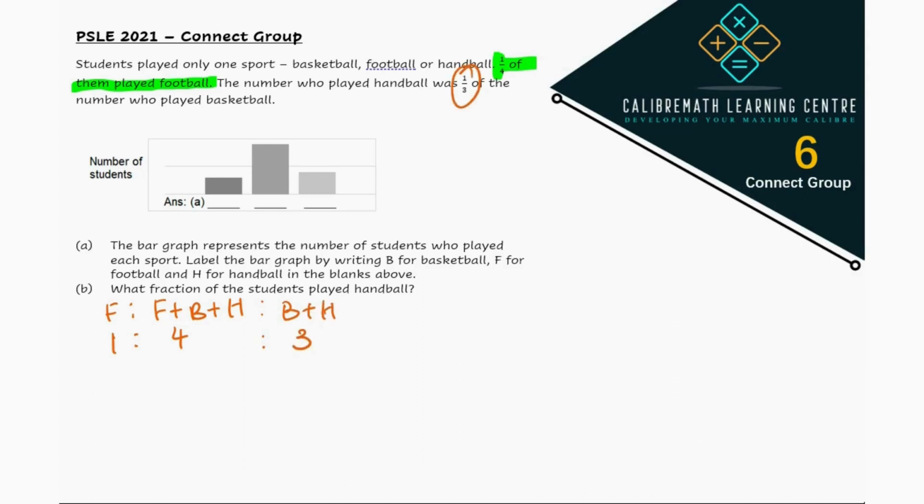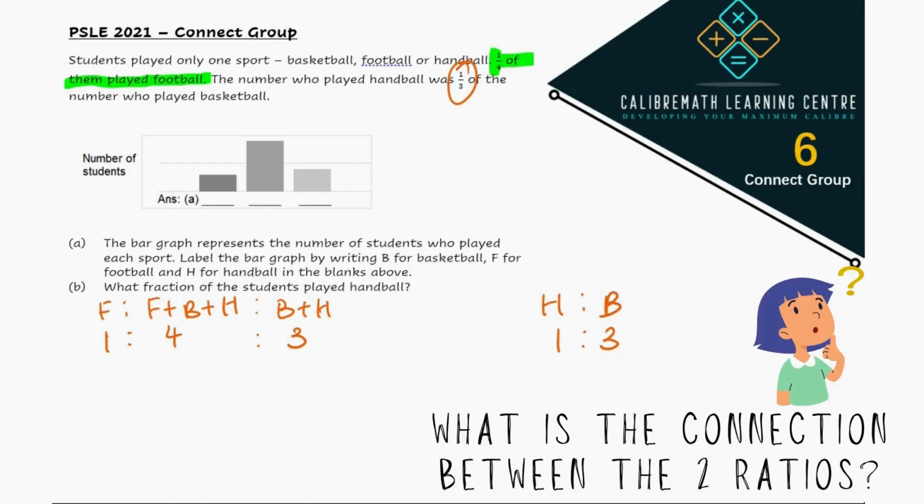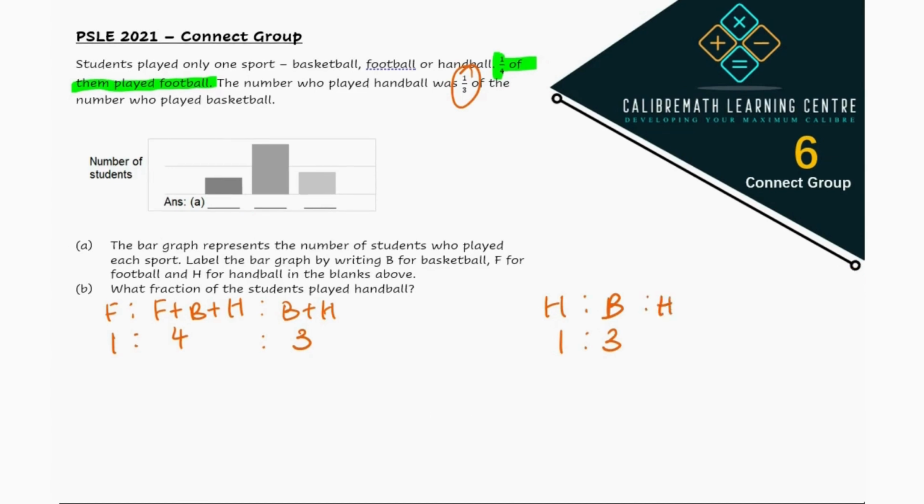And for the next fraction of 1/3, we can represent handball to basketball to be 1:3. Can you identify the connection between these two ratios? It's your H plus B, which is your handball plus basketball. It's the same as this group over here. So this is 4 units. By using 1 to add the 3, we get 4.